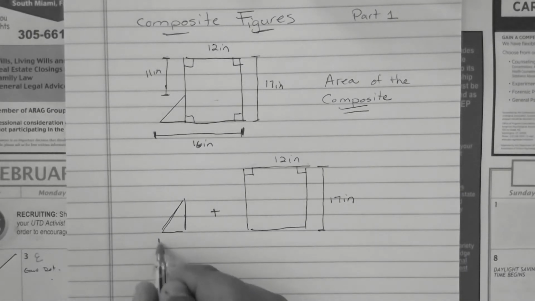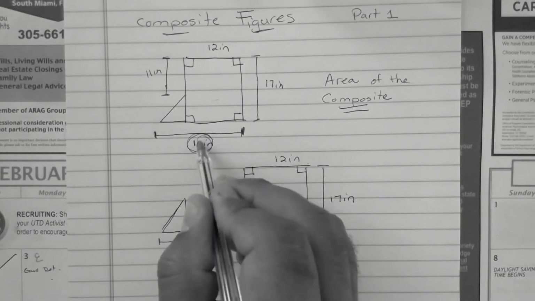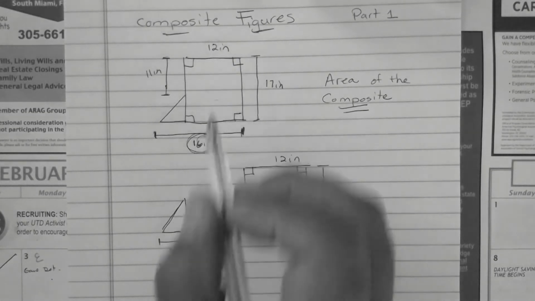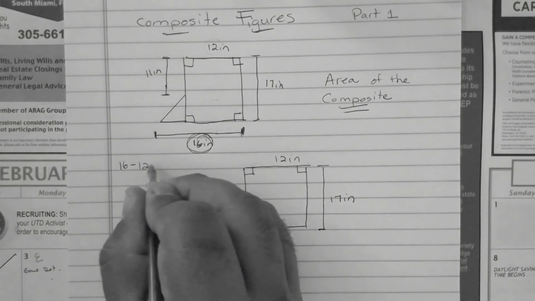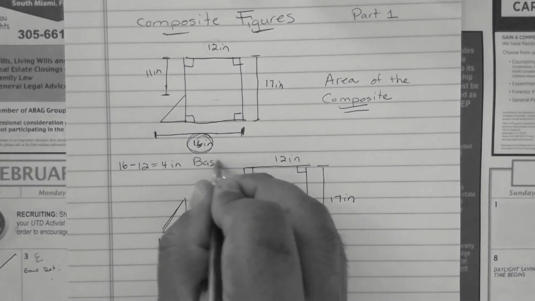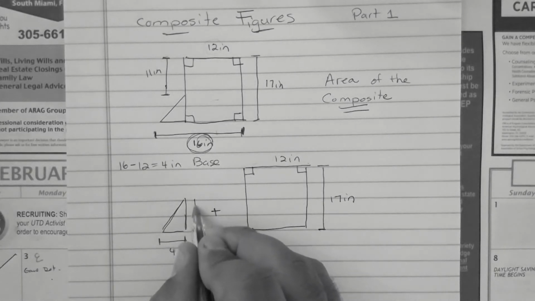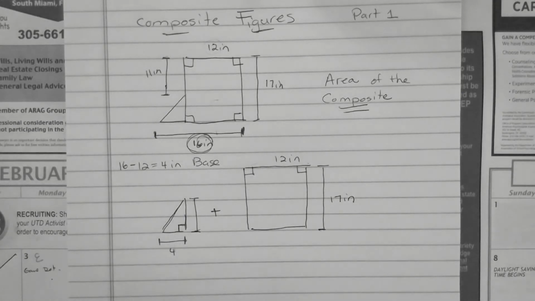The base of this triangle measures how much? 4 inches. How did you come up with that conclusion? 16 minus 12. Very good. So this is important. If you look at this measurement here, 16 minus the 12 will give you the 4. Again, 16 minus the 12 will give you the base, which is 4.